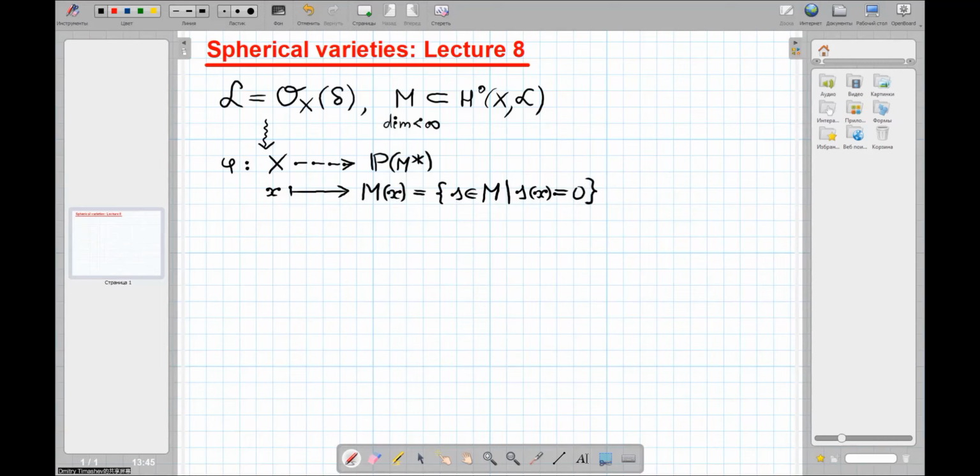So this gives you this map, but this map is only rational. It is not everywhere defined, because typically, for typical points x, there exists a section which does not vanish at this point. The set of points with this property is open in X, but outside this set, this subspace M of x coincides with the whole M, and this map is not well defined. So this is only a rational map.